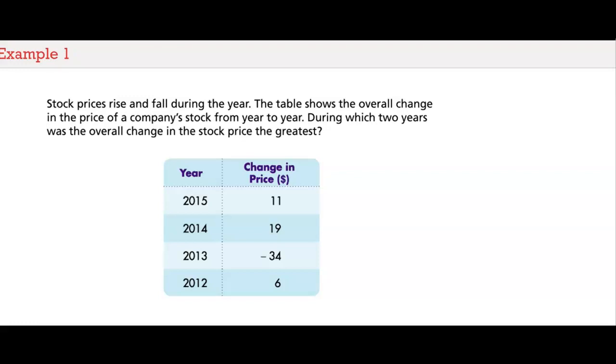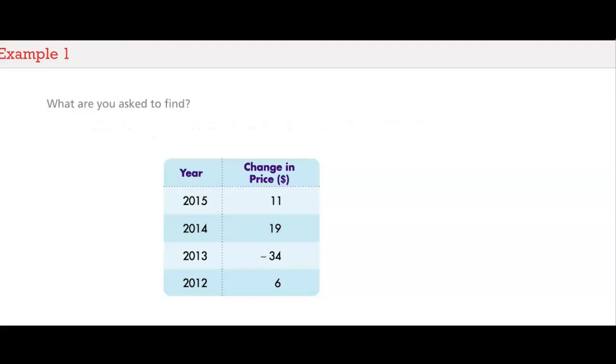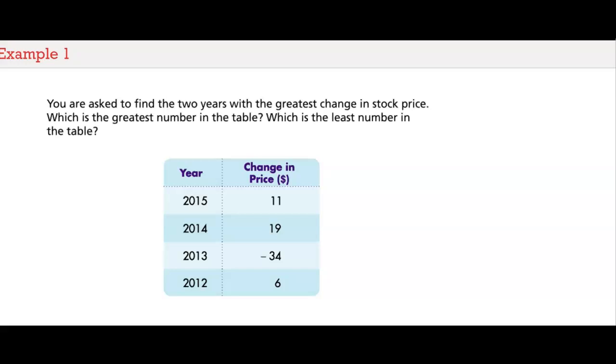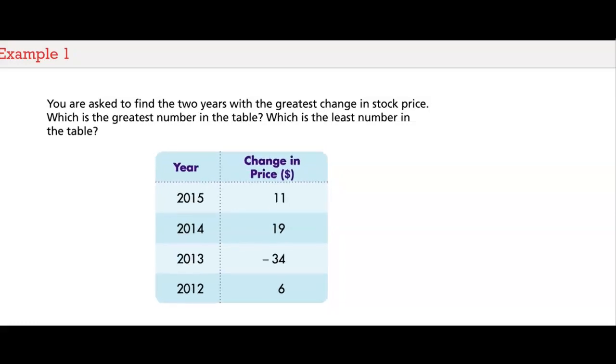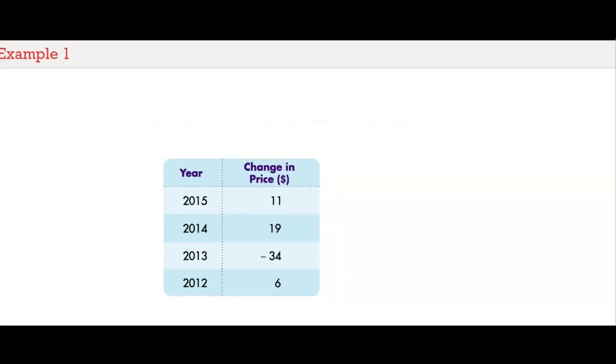It makes sense that positive values show increases and negative values show decreases. What are you asked to find? You are asked to find the 2 years with the greatest change in stock price. Which is the greatest number in the table? Which is the least number in the table? The greatest number in the table is 19. The least number in the table is negative 34.